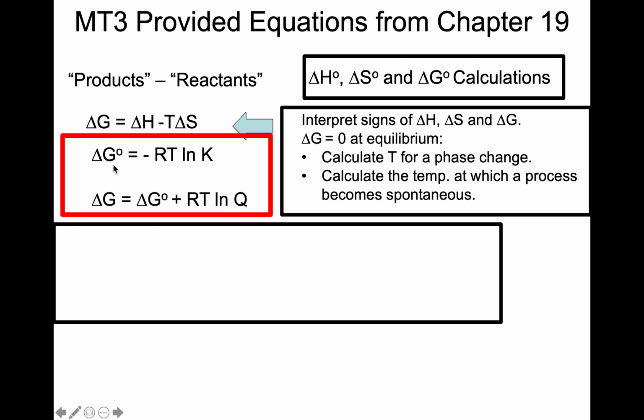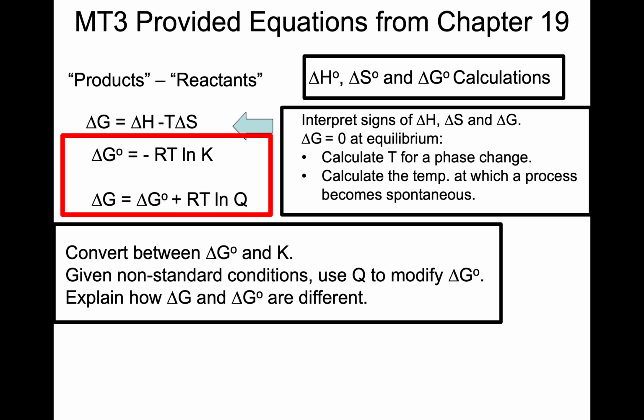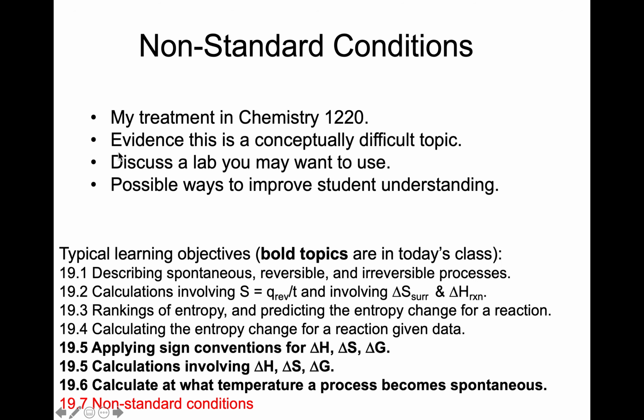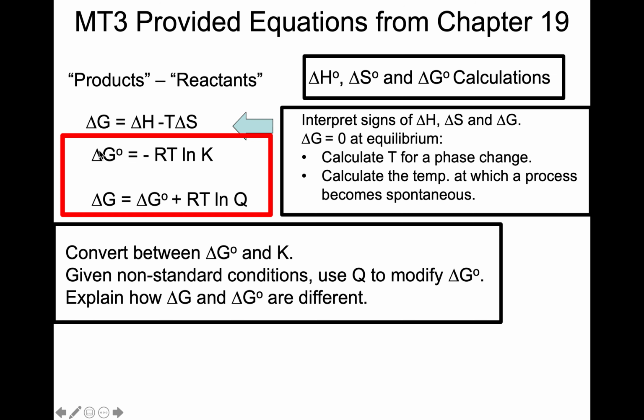These next two expressions right here, we haven't really come to those yet. What are those used for? These are ones that would allow us to connect the Gibbs free energy under standard conditions with the equilibrium constant and to consider the Gibbs free energy under non-standard conditions. So we want to be able to convert between the equilibrium constant and the Gibbs free energy under standard conditions. Given non-standard conditions, modify the Gibbs free energy using Q and explain conceptually how the Gibbs free energy is different when we have standard and non-standard conditions.